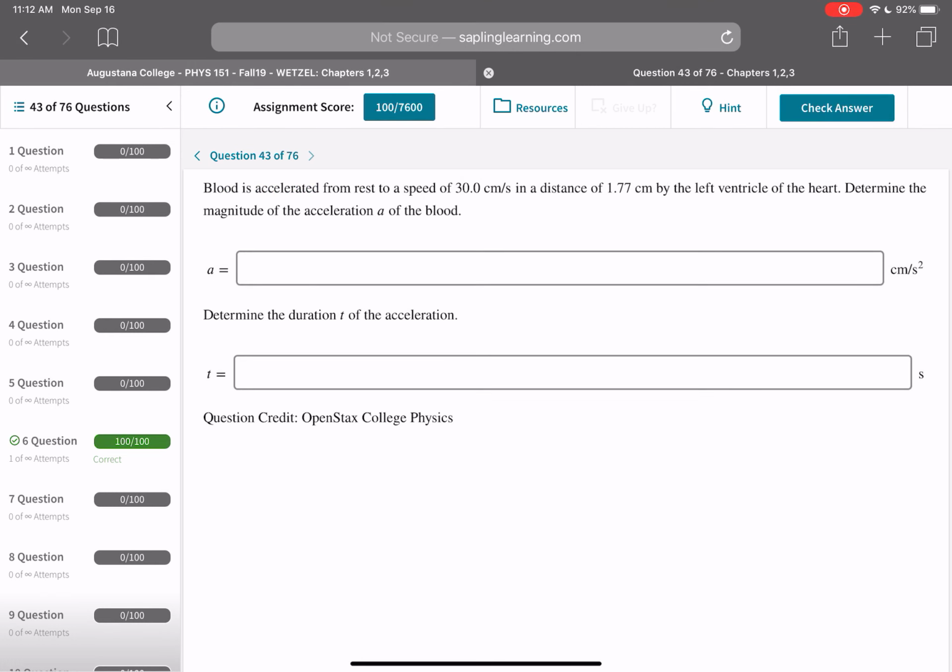Blood is accelerated from rest to a speed of 30 centimeters per second, a distance of 1.77 centimeters by the left ventricle of the heart. Determine the magnitude of the acceleration a of the blood. Okay, you've got 0 to 30 centimeters per second in a distance x of 1.77 centimeters. What is the acceleration? V final is 30 centimeters per second. V initial is 0. Distance 1.77 centimeters, so v final squared equals v initial squared plus 2 times a times x. Solve for a.